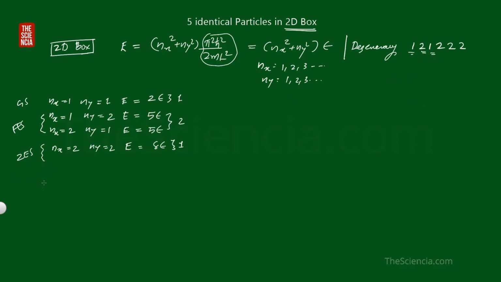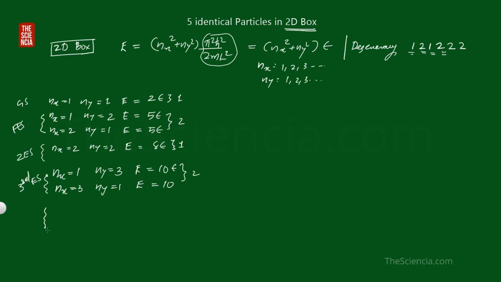Similarly, you can take the next higher combination, that is nx equal to 1, ny equal to 3. Therefore, you will get energy equal to 10E. And if the combination is nx equal to 3, ny equal to 1, you will also get energy equal to 10E. That is, the third excited state is doubly degenerate, right?